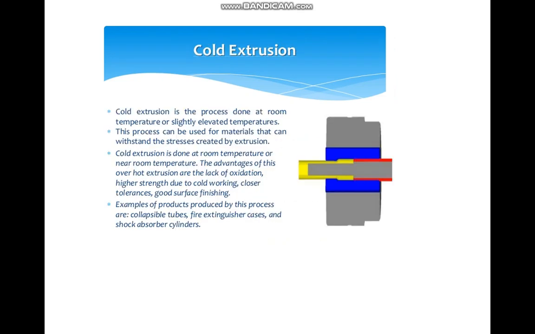Cold extrusion: if you are carrying out the extrusion process at room temperature, then that is called a cold extrusion process. Cold extrusion gives a good surface finish, high dimensional accuracy, high strength, lack of oxidation, and slow heating. Such properties can be obtained when you are carrying out a cold extrusion process. Examples are collapsible tubes, fire extinguishing cases, and many more. Windows, frames, and the like are manufactured by the cold extrusion process.